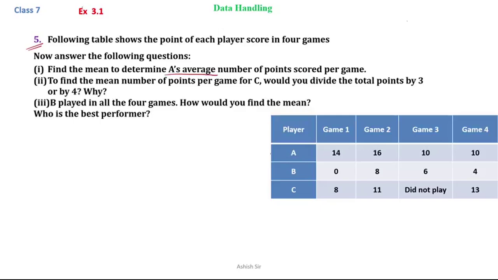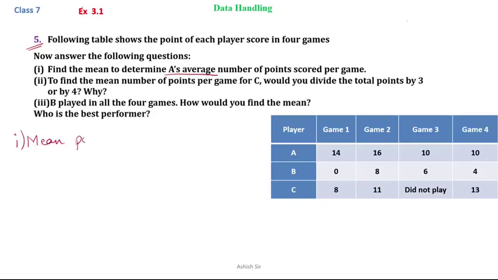So we find here that player A has scored 14 points in game 1, 16 in game 2, 10 in game 3 and 10 in game 4. So to find the mean of player A.